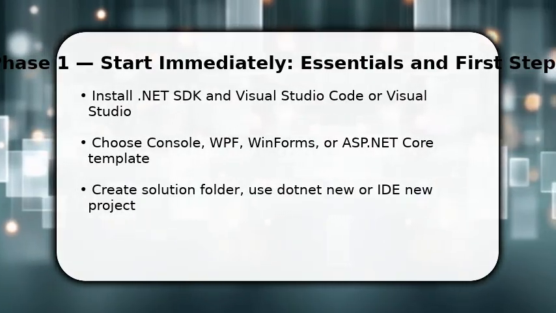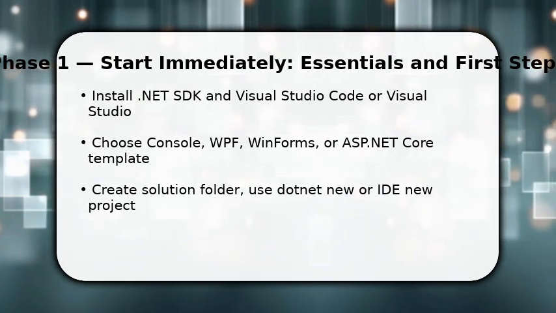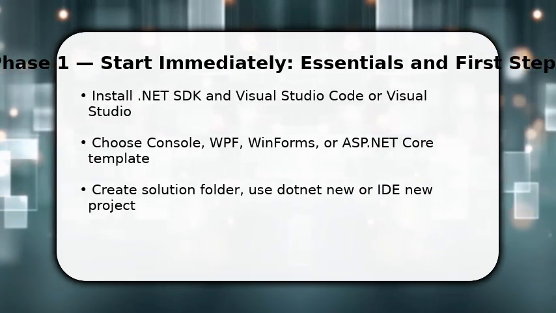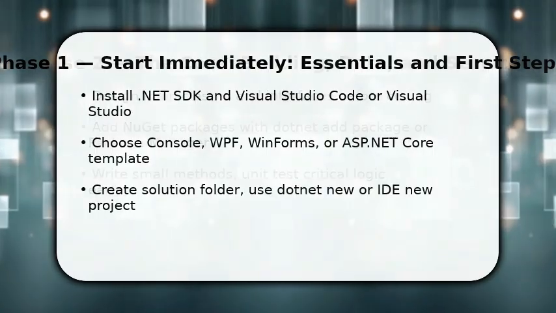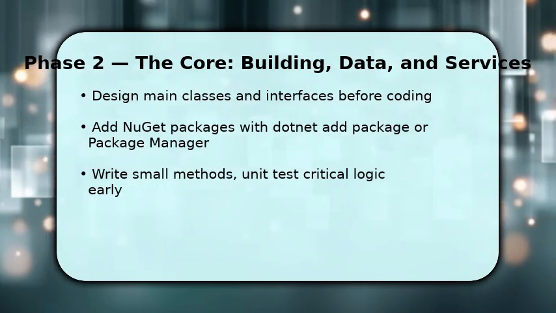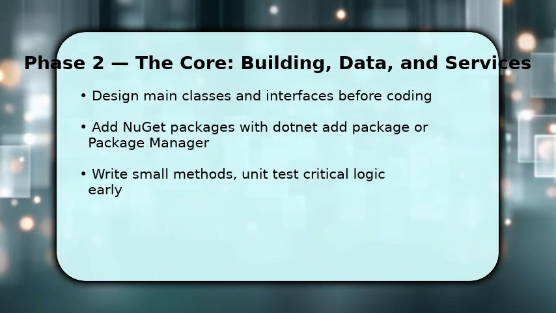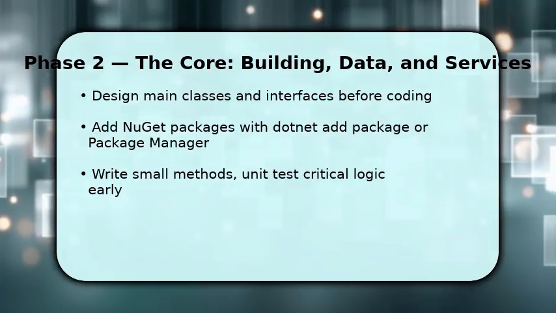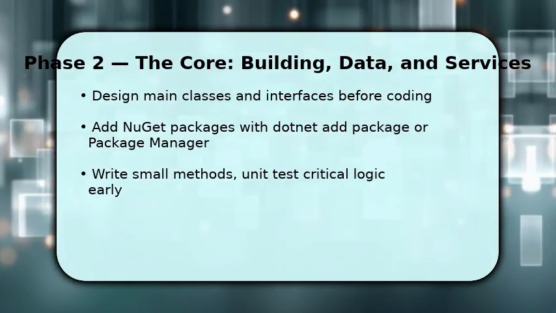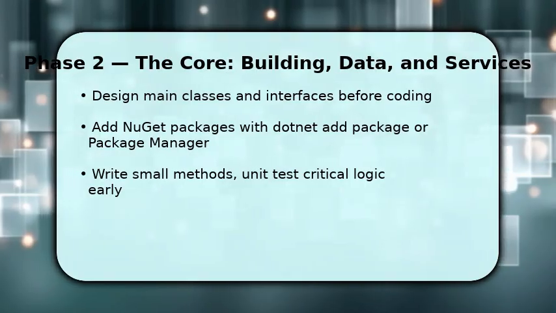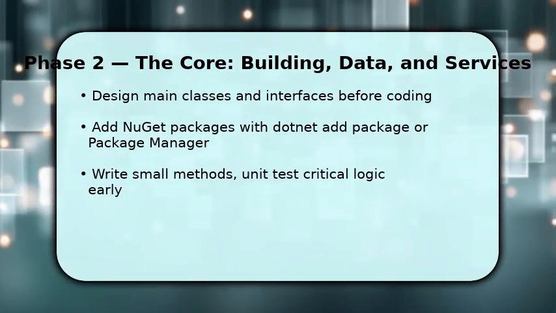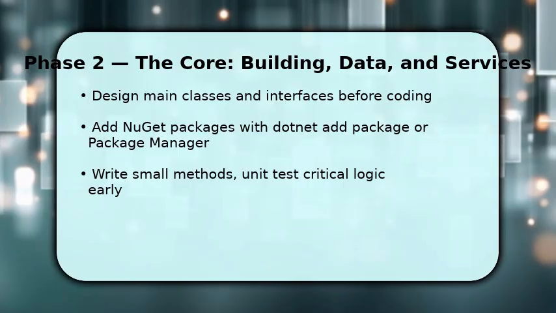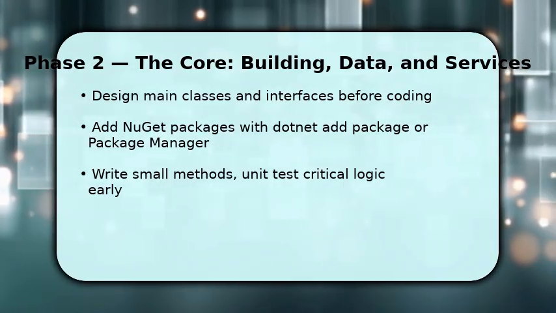Once the project skeleton exists, implement core features by outlining classes and interfaces. This prevents messy refactors. You will add required NuGet packages using dotnet add package or the IDE because external libraries handle heavy lifting. Then, write small, focused methods and unit tests for critical logic right away. Tests catch regressions and clarify expected behavior.